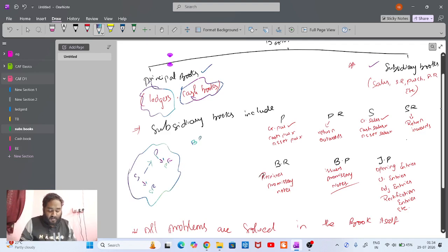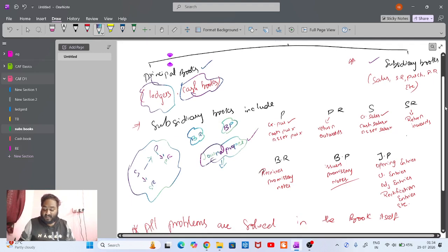There are two new concepts: bills receivable and bills payable. Just keep this in mind. And then there is one other thing, journal proper. These are the seven books. The first four are sales, sales return, purchases, purchase returns, then bills receivable, bills payable, and then journal proper. This is more like miscellaneous, where closing entries are bifurcated, etc.